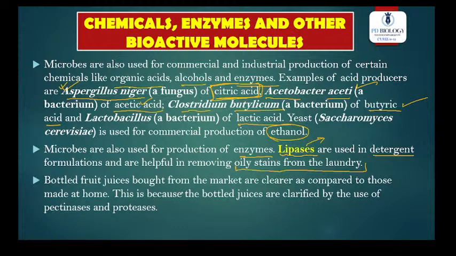Bottled fruit juices bought from the market are clearer compared to those made at home. This is because the bottled juices are clarified by the use of pectinases and proteases. Very important. The two enzymes, pectinases and proteases, are used to clarify the bottled juices.